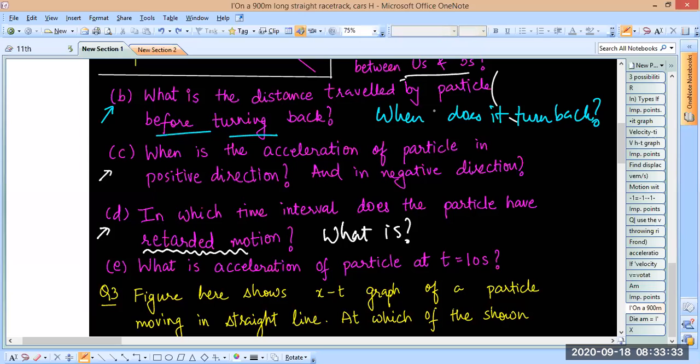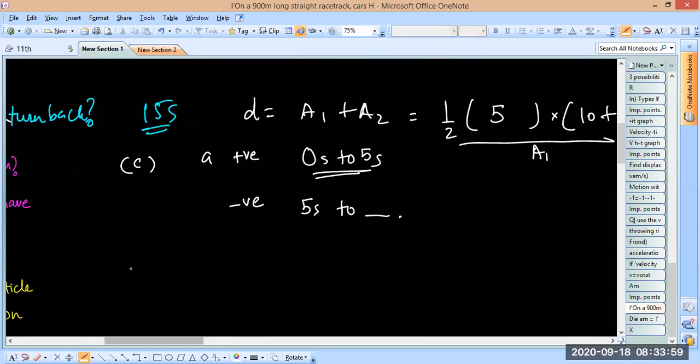Your answer is right. Read the question carefully. What is decreasing? People, what happened to your language? Retarded motion. I am asking you about retarded motion. I am not asking you about retardation.